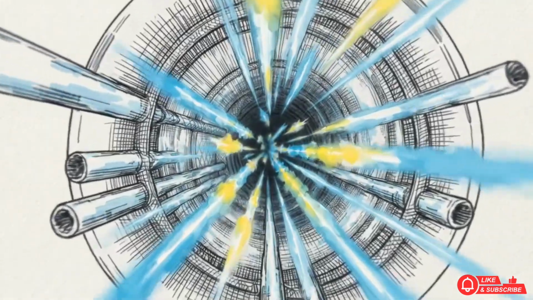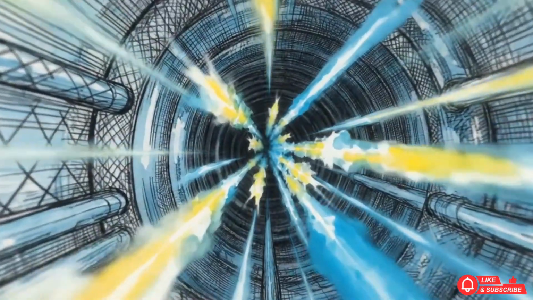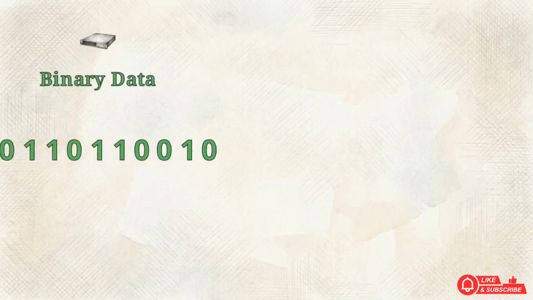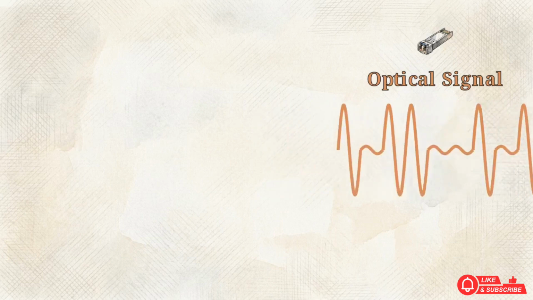Every wireless interface, cloud app, and seamless video call ultimately comes down to this: raw electricity and pulses of light moving through physical space. This is layer 1 of the OSI model, the physical layer. It is the literal foundation of your network, where binary data is converted into physical signals.